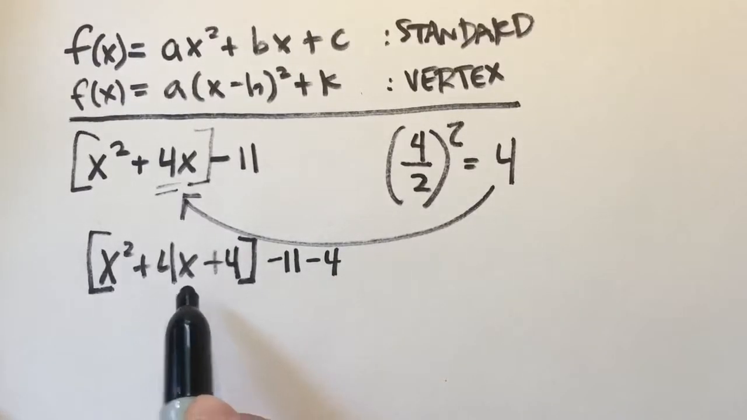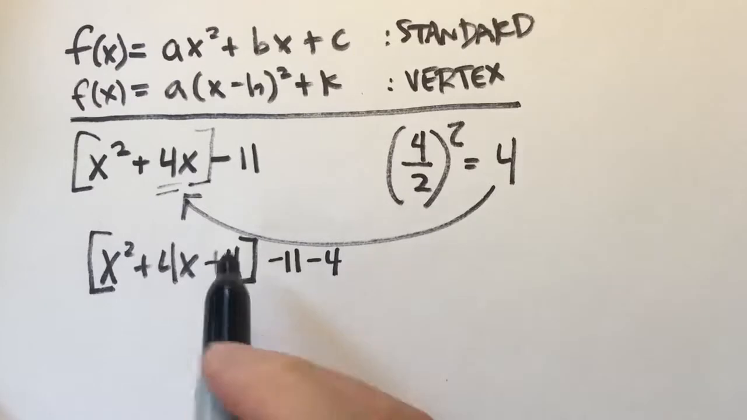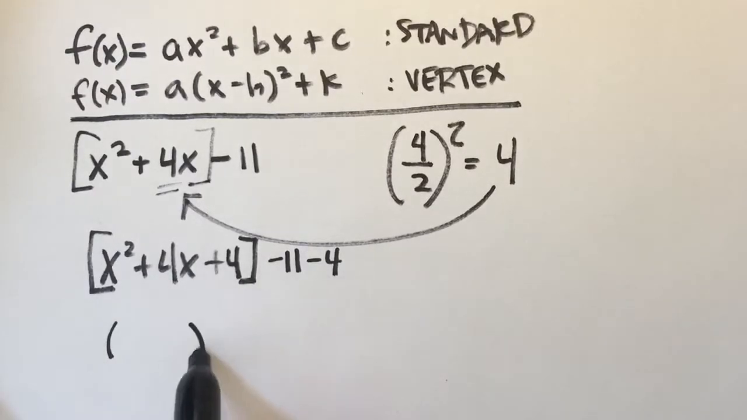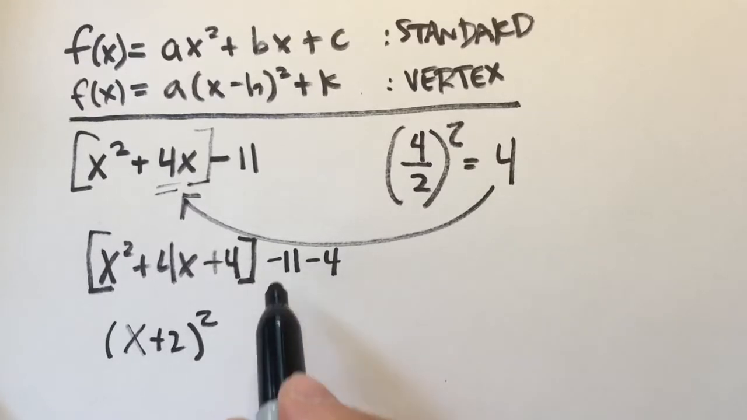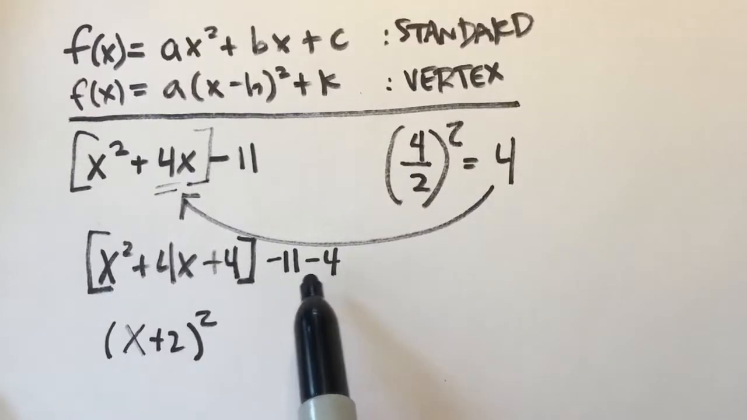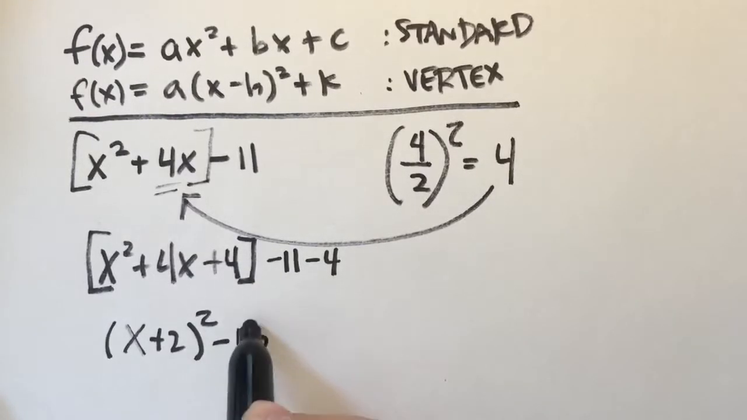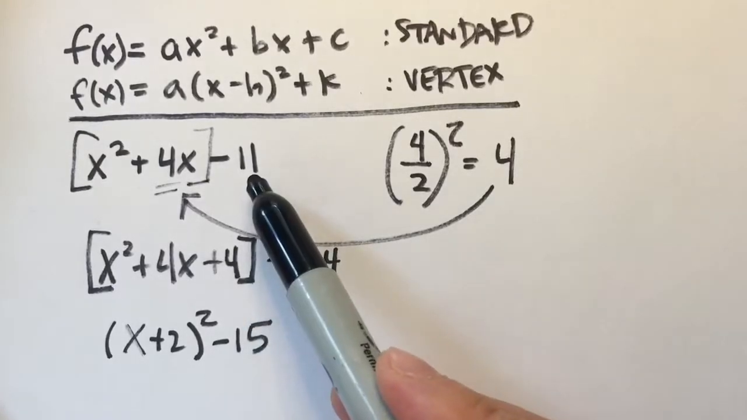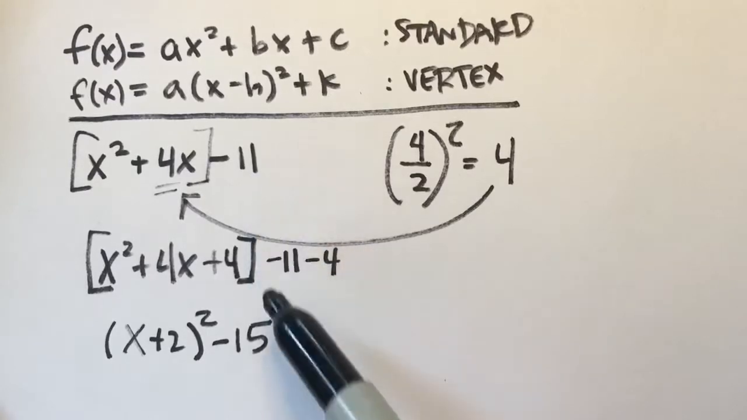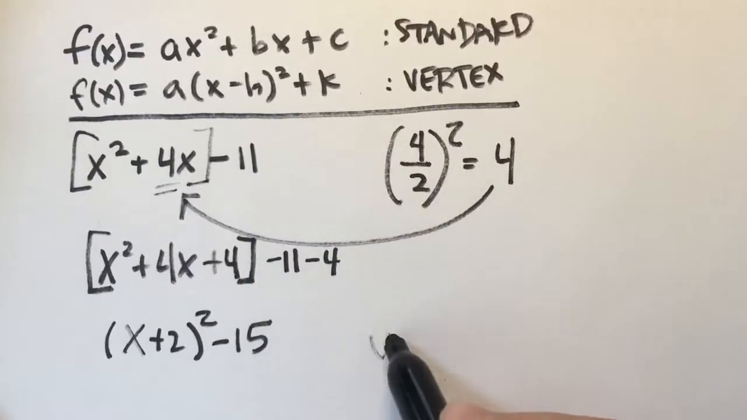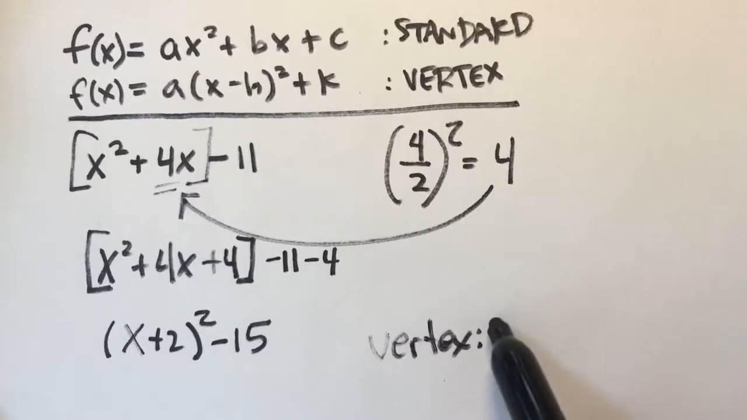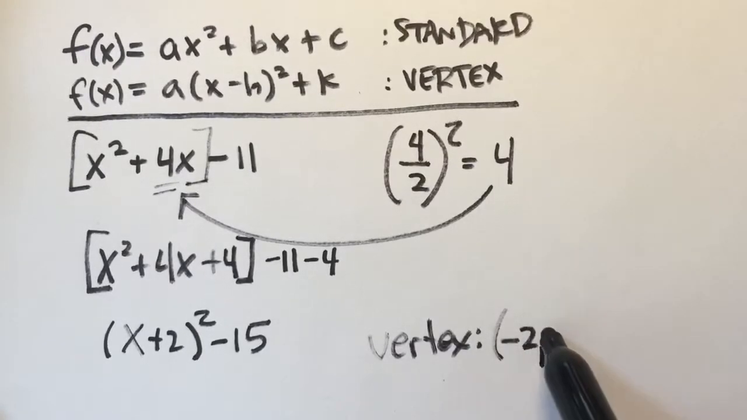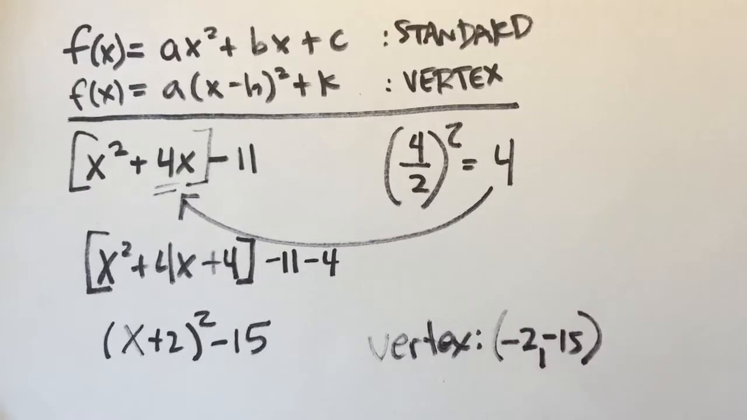So if you note, this particular quadratic will now be able to get factored as x plus 2 squared, and then you subtract and reduce, negative 11 minus 4 becomes negative 15, and voila, we've just converted our quadratic in standard form into our vertex form, where we can now recognize that the vertex is going to be equal to negative 2 comma negative 15. And there's your answer.